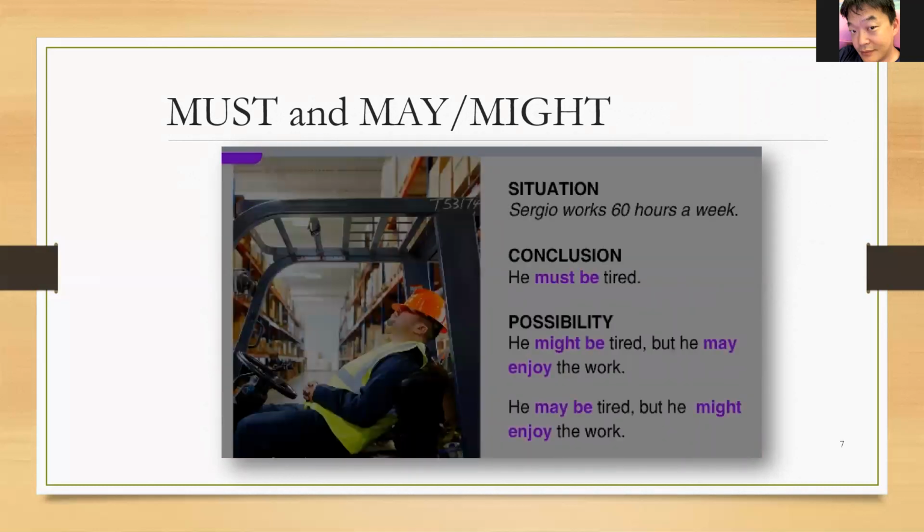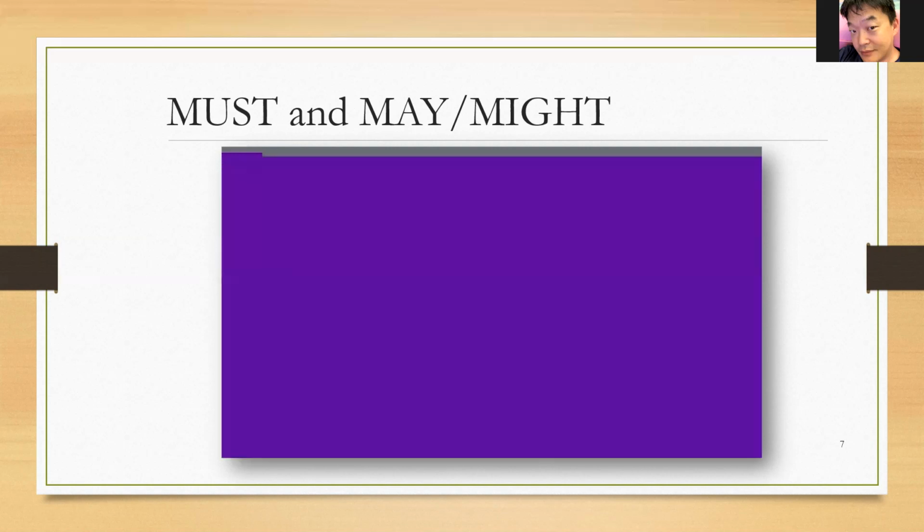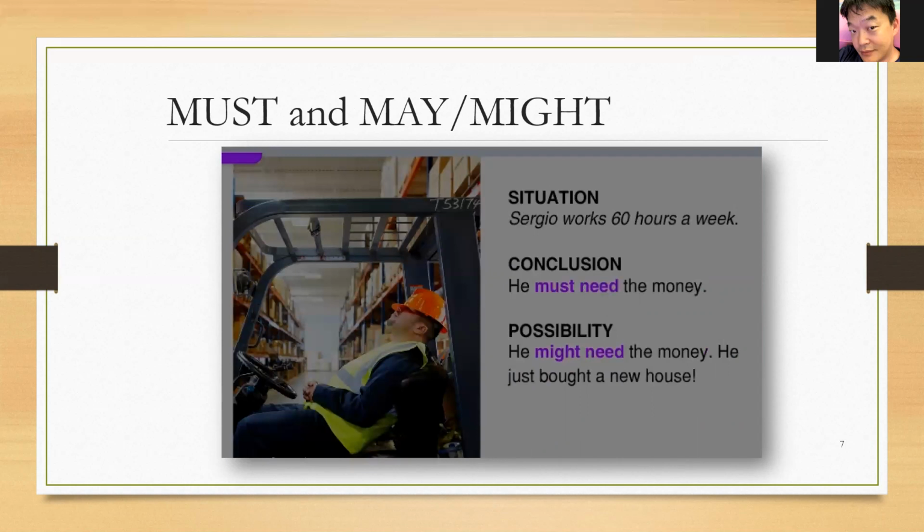Situation. Sergio works 60 hours a week. Conclusion. He must be tired. Possibility. He might be tired, but he may enjoy the work. Situation. Sergio works 60 hours a week. Conclusion. He must get paid overtime. Possibility. He may get overtime, but I don't know. Situation. Sergio works 60 hours a week. Conclusion. He must need the money. Possibility. He might need the money.